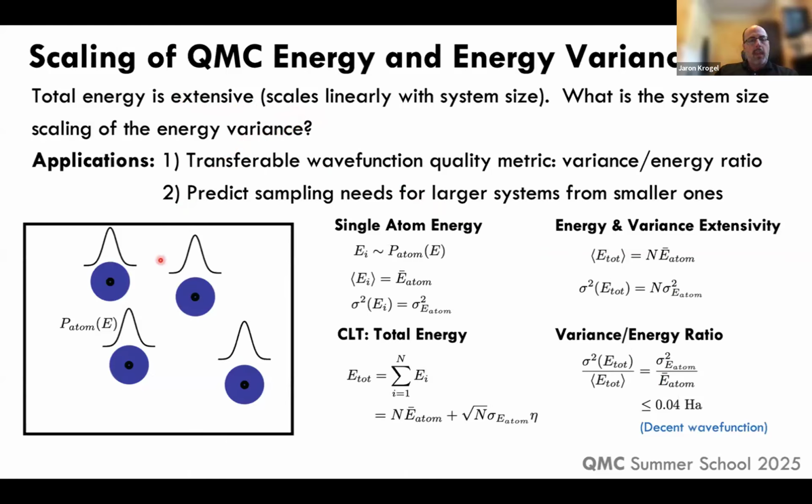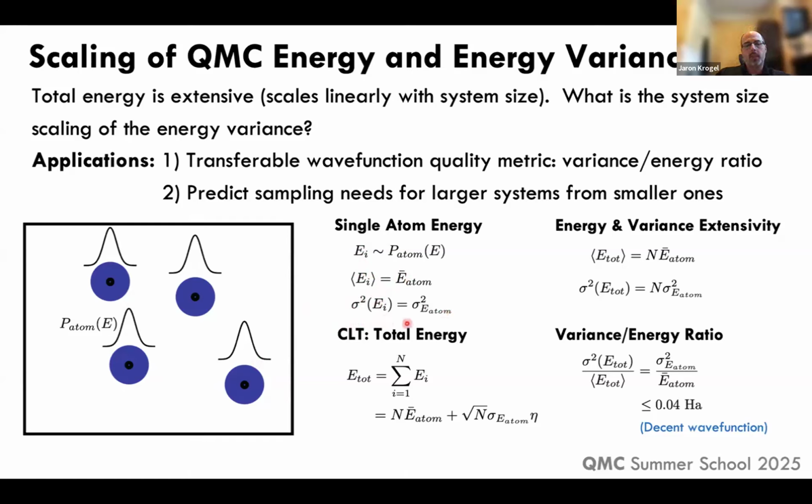So in order to get at that, imagine that you have a collection of well-separated atoms, and each of them has some energy distribution, p_atom(E). So from these single atom energy distributions, you can get energy samples. The mean of each is this mean energy for the atom. And the variance for the energy distribution of a single atom is this sigma squared E atom.